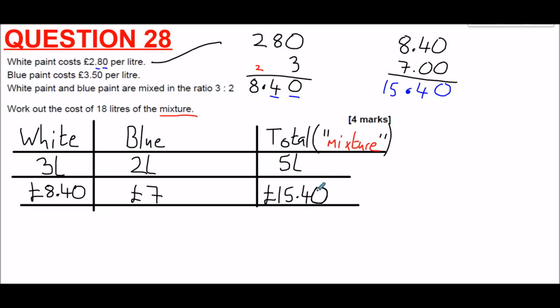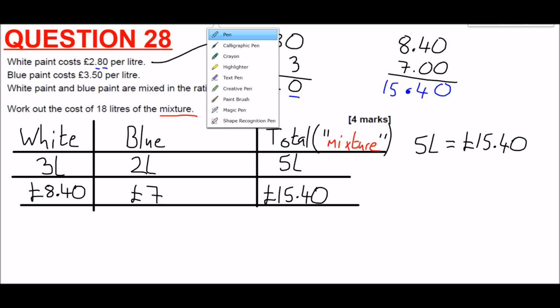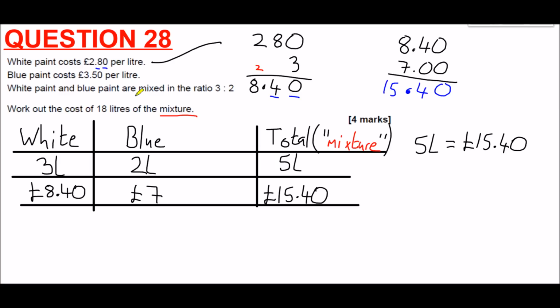And that is maybe the easiest way in to this question. And so 5 litres costs £15.40. Only trouble now is we don't want to know the cost of 5 litres, we want to know the cost of 18 litres. What we could do first of all is work out the cost of 1 litre. Once we work out the cost of 1 litre, we can just multiply that by whatever we want.